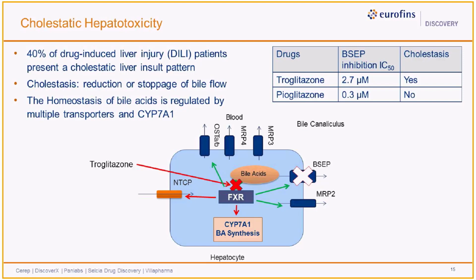It is discovered that troglitazone is also an antagonist of FXR. Therefore, it inhibits not only BSEP, but also the feedback compensation regulatory pathway. Pioglitazone is not an antagonist of FXR, and this explains why troglitazone causes cholestasis, but pioglitazone does not cause cholestasis.